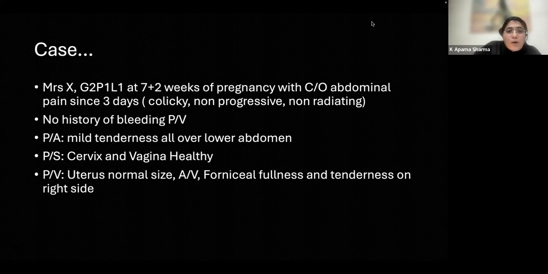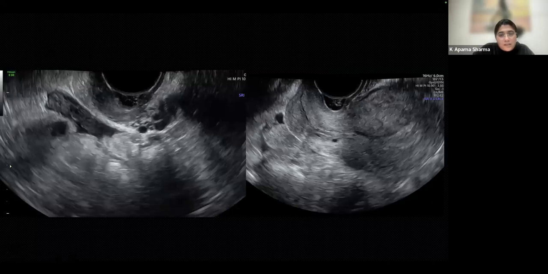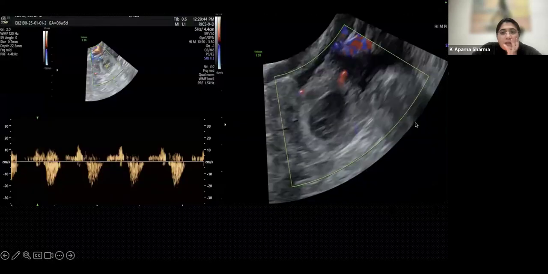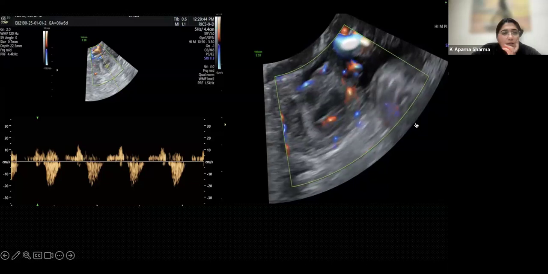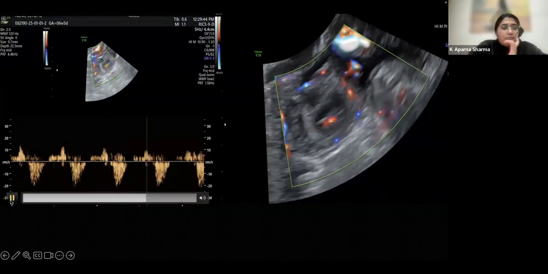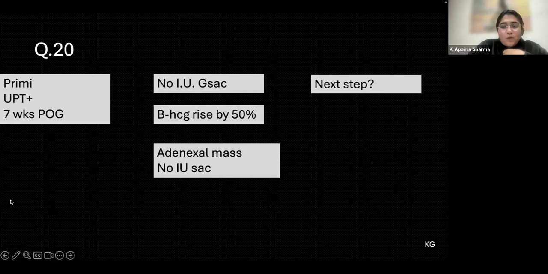So this is a lady who has 7 weeks of pregnancy, mild tenderness all over the abdomen, and mild tenderness. Cervix and vagina are healthy. The uterus is normal size, but there is fornicial tenderness. These are the findings. Here you can see some free fluid with clots. The cavity seems empty, and this is the finding. I don't think we like to see this at this particular point in time. So yes, Dr. Kushagrati, not a happy situation.